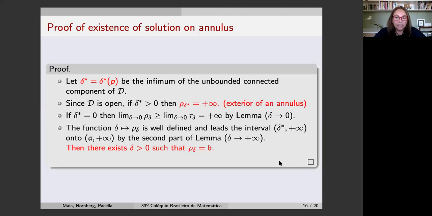By the second part of the lemma, which says that as delta goes to plus infinity, rho delta goes to A, there exists a delta such that rho delta is B, because B is a number bigger than A. And for this delta, we have found the solution in the annulus AB.